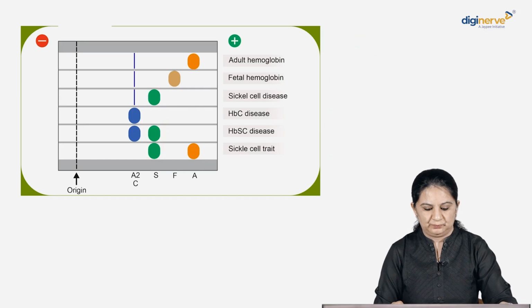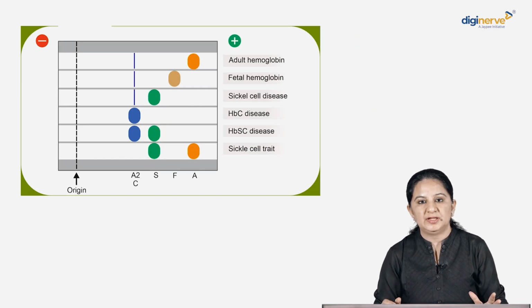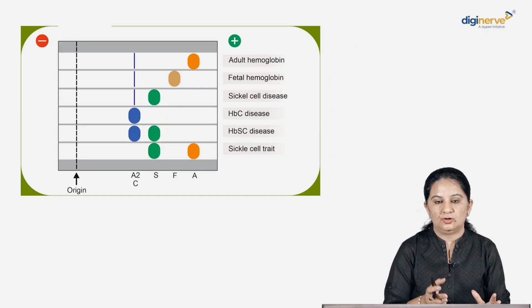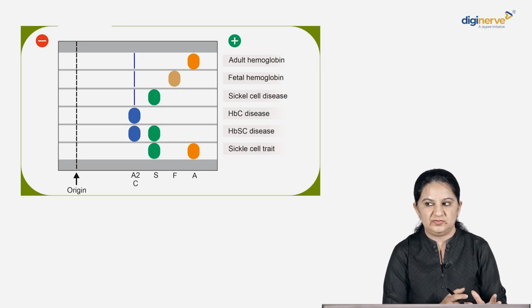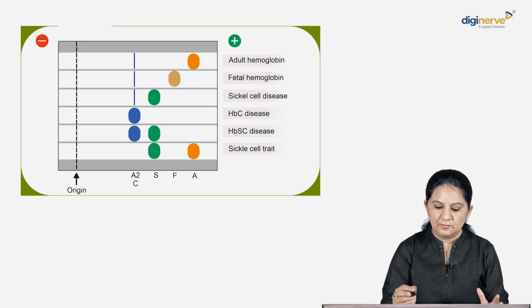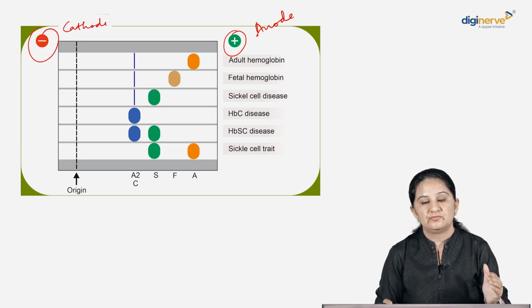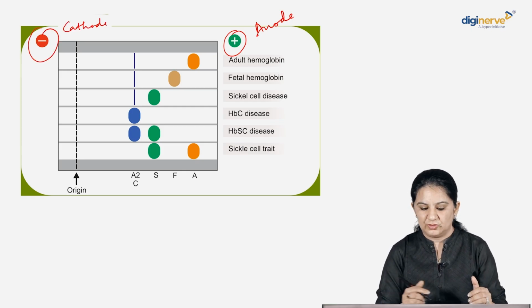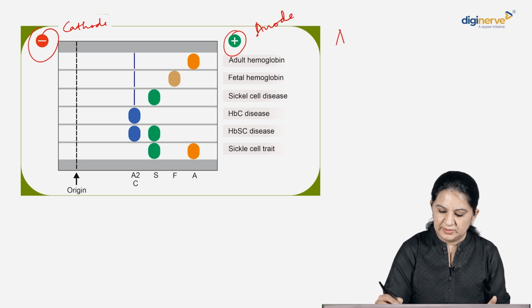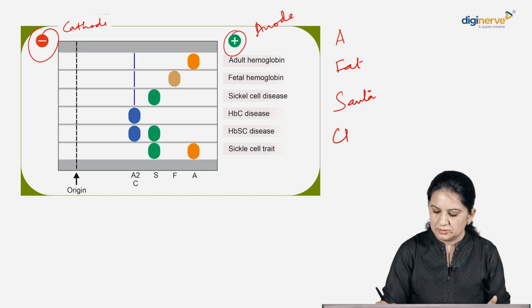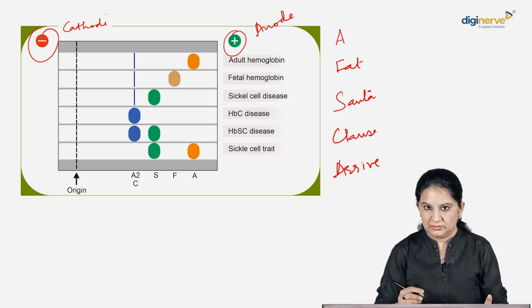Alright, so how will you determine which hemoglobin appears at which rate, or the odd sequence of appearance of hemoglobin on the electrophoresis chart? I'll tell you a very simple way. From anode, that is positive, to cathode, which all hemoglobin appear and in what sequence? Very easy to remember. A fat Santa Claus arrives.